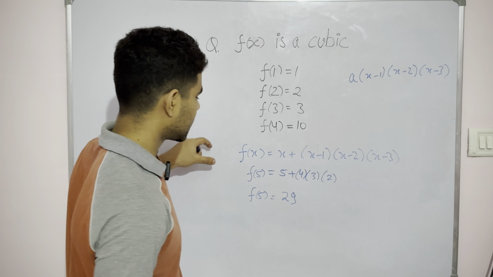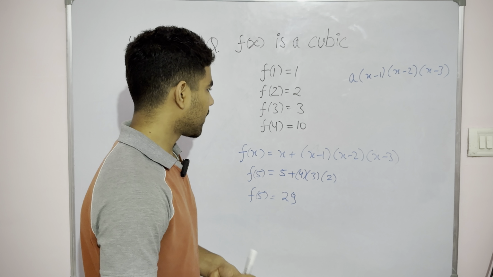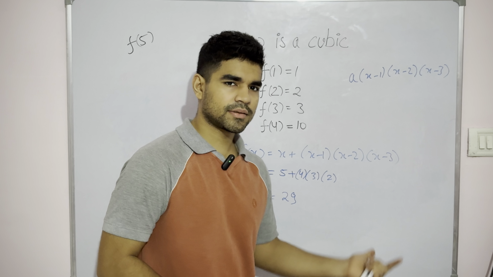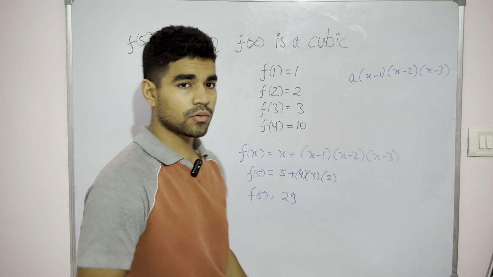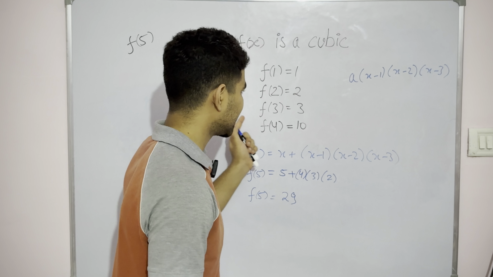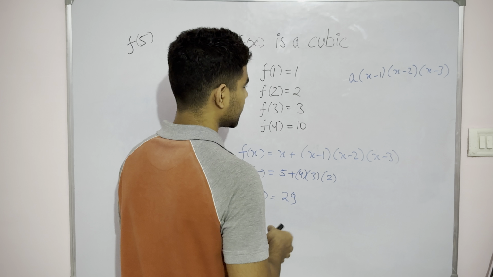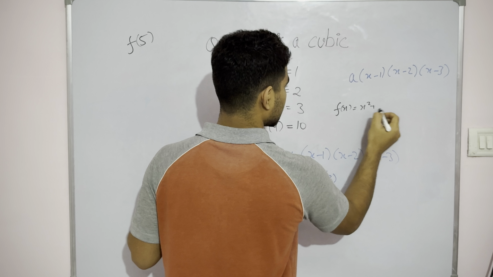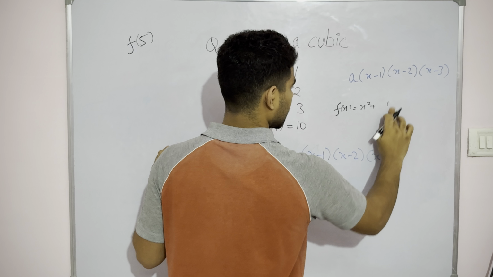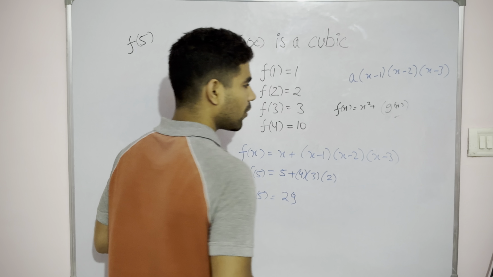So this was the trick, quite a trick I would say. You can apply these types of things in any question. For example, if you have f(1) equal to 1, f(2) equal to 4, f(3) equal to 9, you can write again f(x) equal to x squared plus some function g(x). What will happen after that? You can calculate the value of g(x).